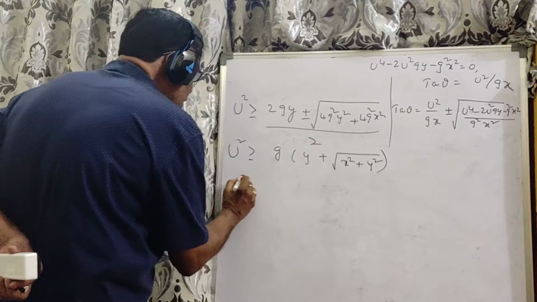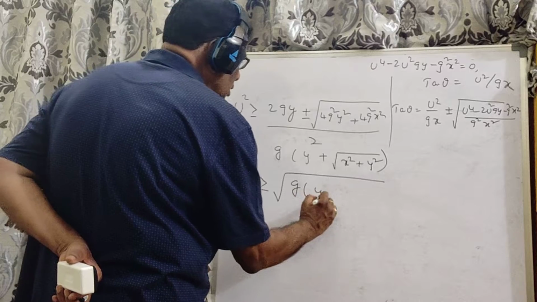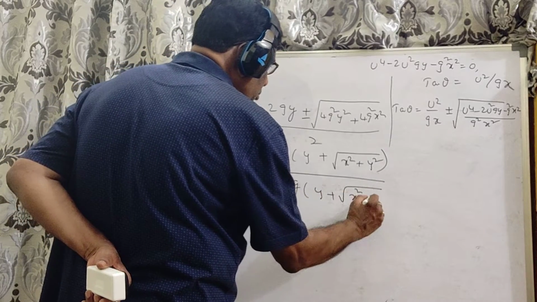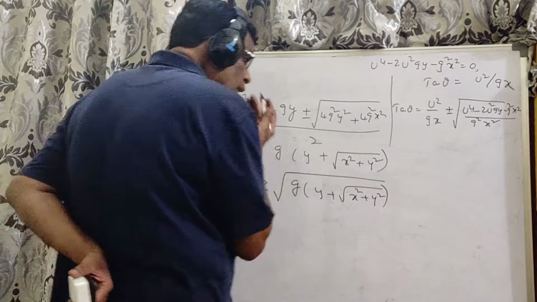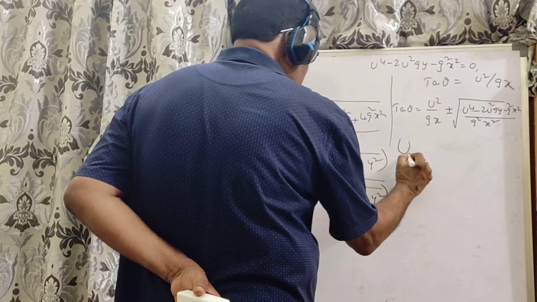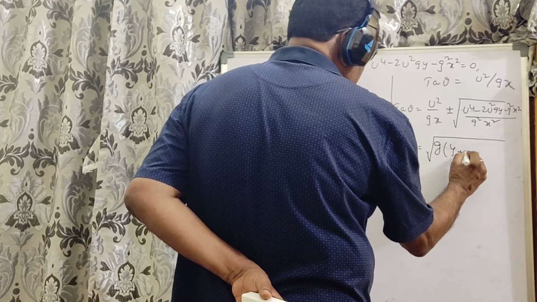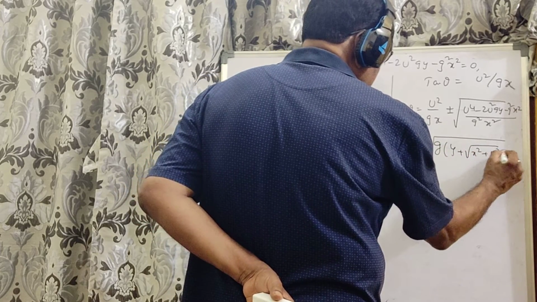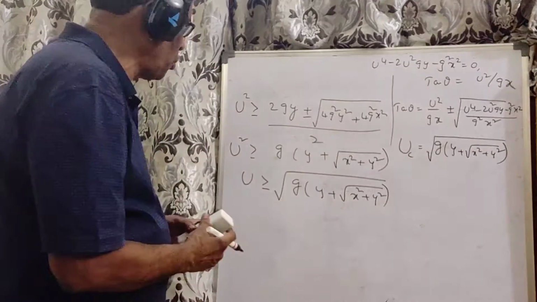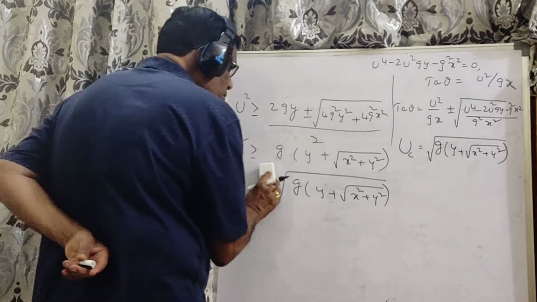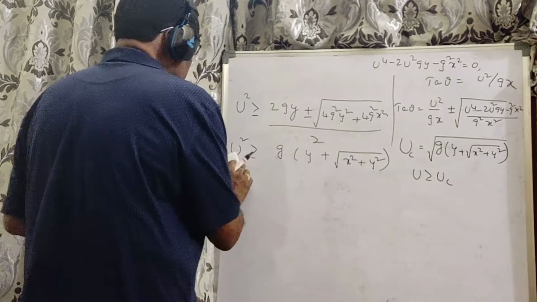Now this is very important. U must be greater than or equal to g into this. This is a critical value. So the critical value is equal to under root of this, which is important for you. That is the minimum speed with which you should hit the target, compulsory. Now, what is the condition? U must be greater than or equal to UC.